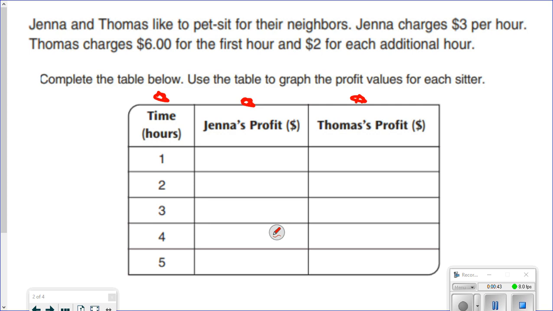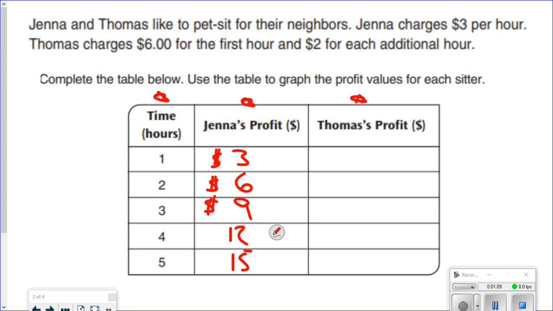Let's do Jenna's first. Jenna charges $3 per hour. So after 1 hour, she's made $3. After 2 hours, you do 3 times 2, she's made $6. After 3 hours, she's made $9. 3 times 3 is 9. After 4 hours, she's made $12. And after 5 hours, she's made $15. Put the dollar signs on here too.